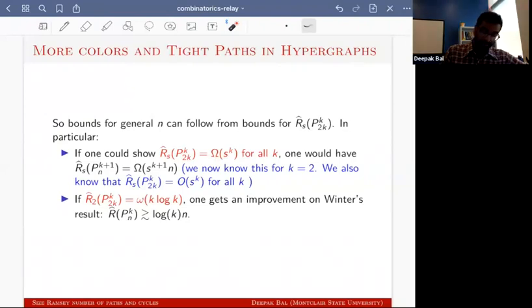And another thing: using that result, if you could prove that the two-color size Ramsey number of P_k, 2k is much bigger than k log k, then you would get an improvement on Winter's result, this log k times n. So that might be something to look at.